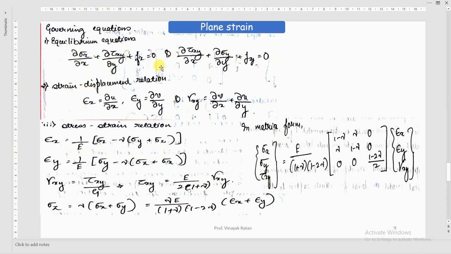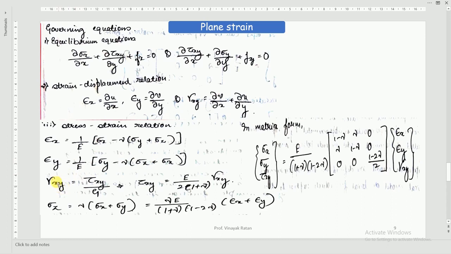So epsilon z, gamma xz and gamma yz are equal to 0. Once those are equal to 0, these are the remaining equations which you get. So epsilon x will be equal to 1 upon E [sigma x minus mu (sigma y plus sigma z)]. See here, sigma z is there. In the previous case, it was not there. Here it will be there.